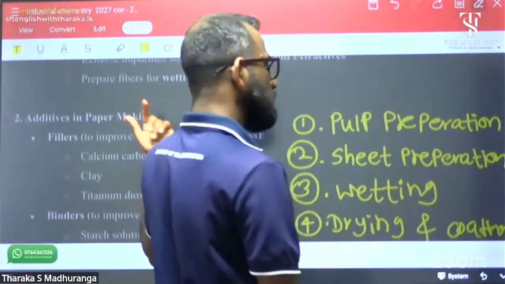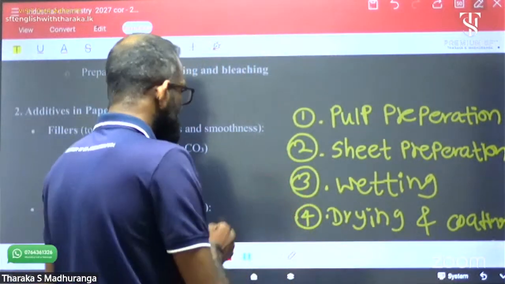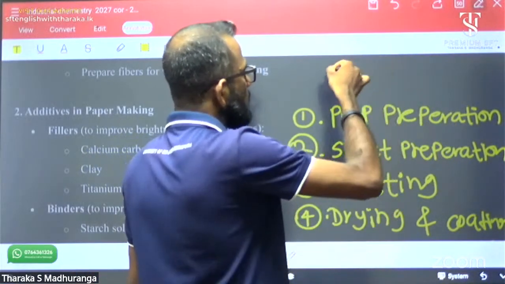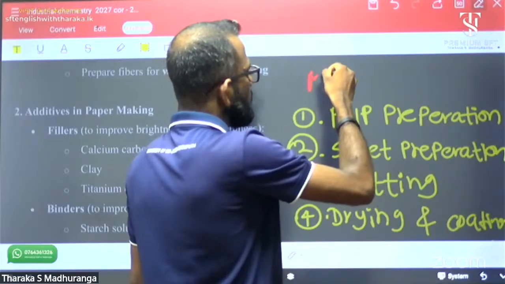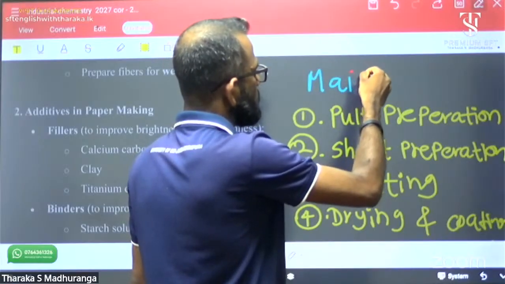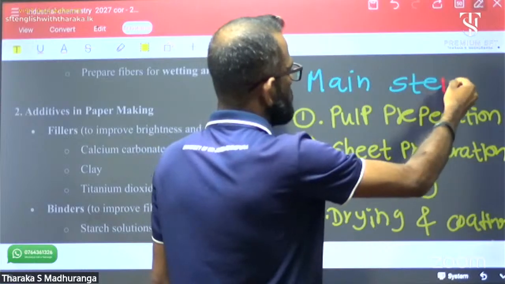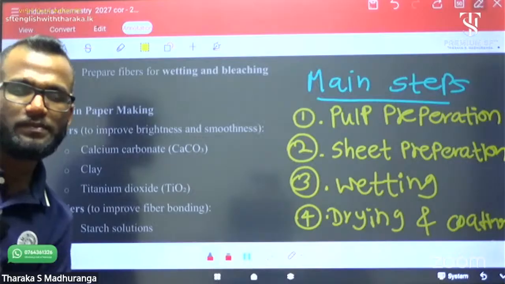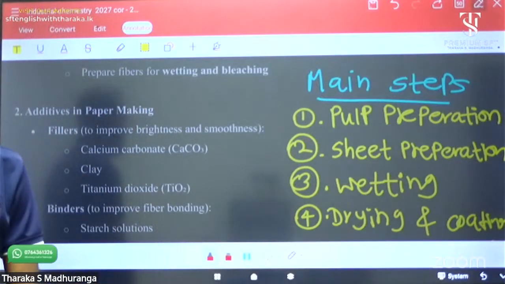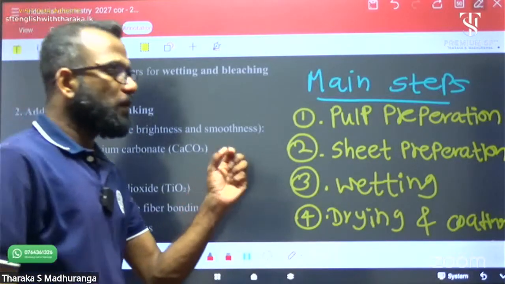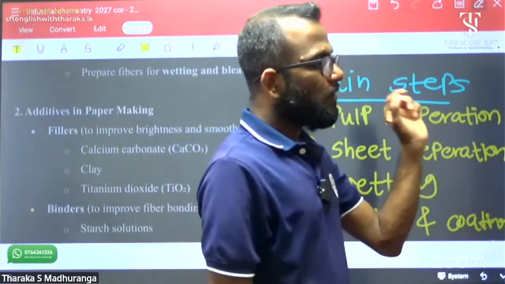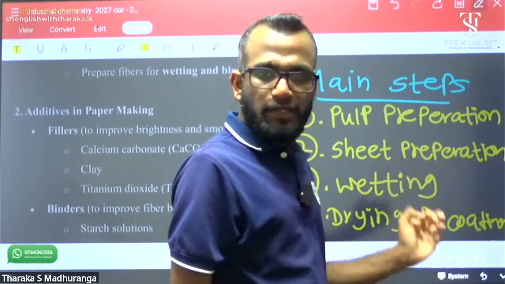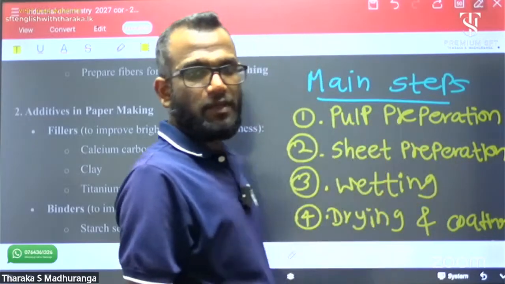There are mainly 4 steps. They are the main steps of paper production: pulp preparation, sheet preparation, wetting, drying and coating. 4 main steps.